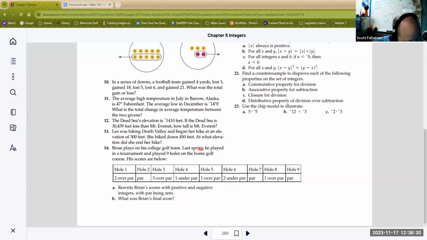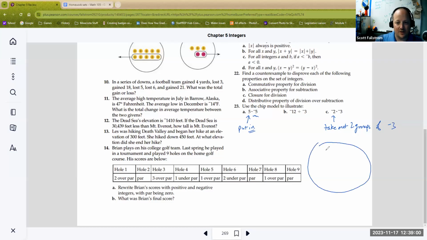What else do we have here? 23C. Okay, 23 part C. Use the chip model to illustrate. Oh, yeah, this is a great one. Okay, so we got to be thinking back to what we either did in class, what you put in your notes, what's in the textbook. But the idea here is if I was multiplying like in part A with a positive, I would think of this as put in. So I would put in 5 groups of -5. But here I'm not putting in, so I need to take out 2 groups of -3. I need to take them out. But what am I taking them out from?